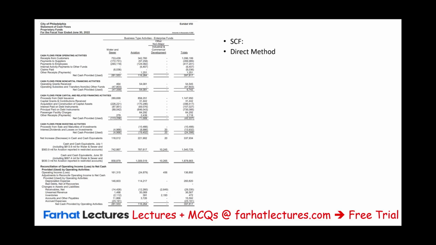First, we use the direct method, not the indirect method. And we reconcile to operating income, not net income. So we reconcile to operating income, not net income for profit. There are 4 sections. Cash flow from operations, that's one. Cash flow from non-capital financing activities. Cash flow from capital and related financing, and cash flow from investing.